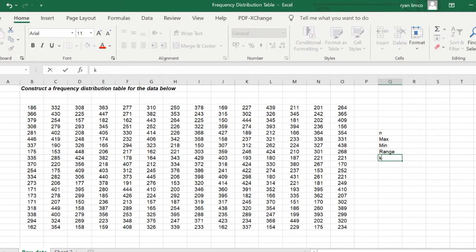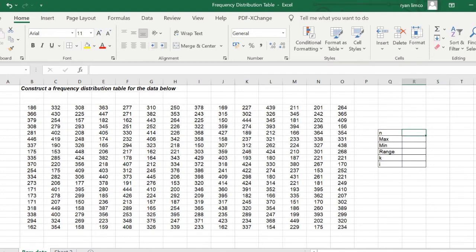K is the exponential power of 2 such that it is nearest to the value of n. So, mas mataas lang ng konti sa n. Pinakamalapit na mataas na value ng k. Yun yung hahanapin natin. I is the interval within the class and between classes. So, kumpitin natin isa-isa.